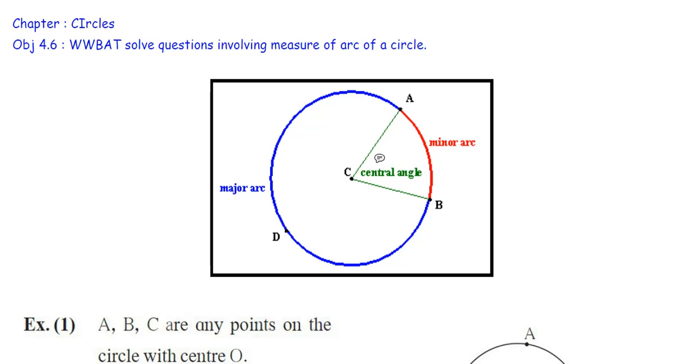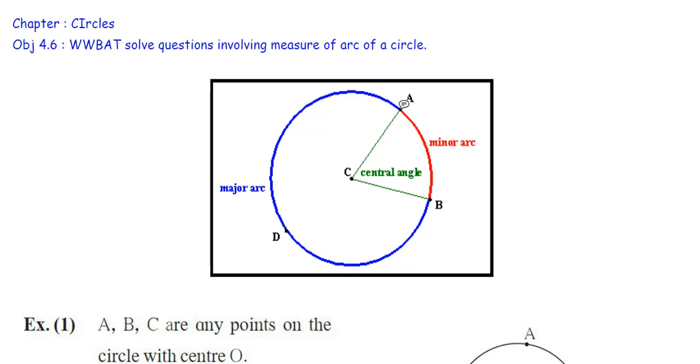Now every arc you see subtends an angle at the center. This angle is called the central angle. So I can say that the arc AB subtends, meaning the angle that the arc makes at the center, it's called angle is subtended. So this angle here is the central angle for the small minor arc.